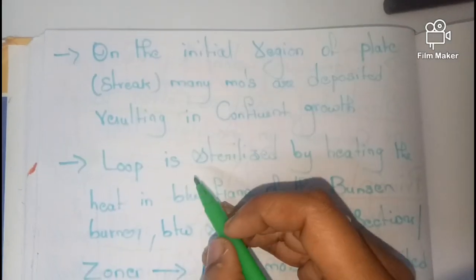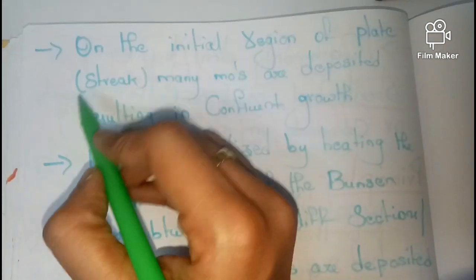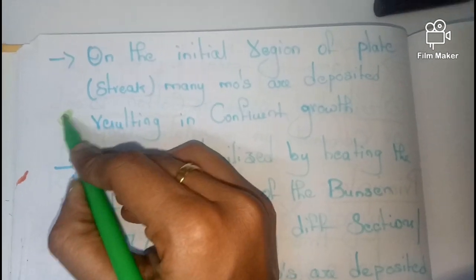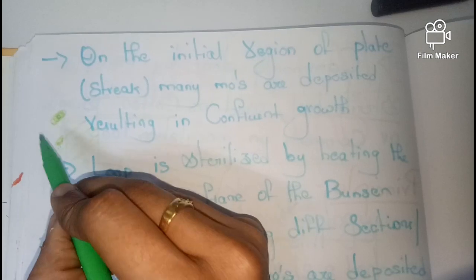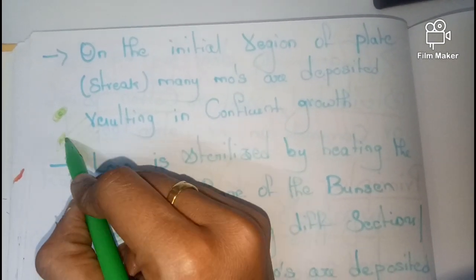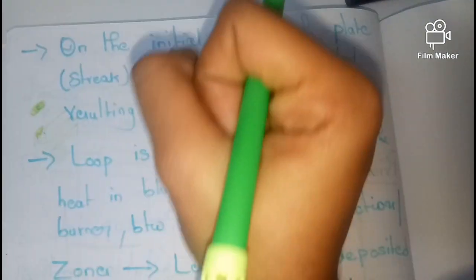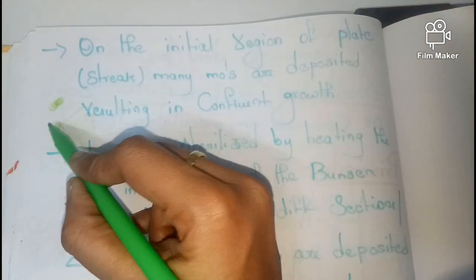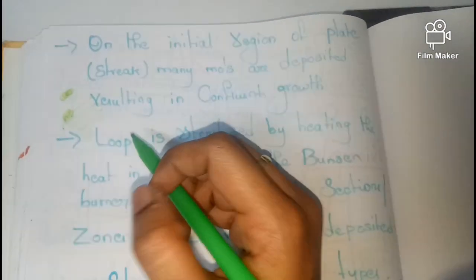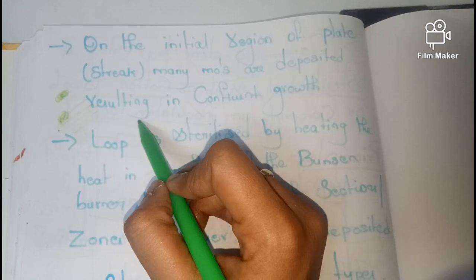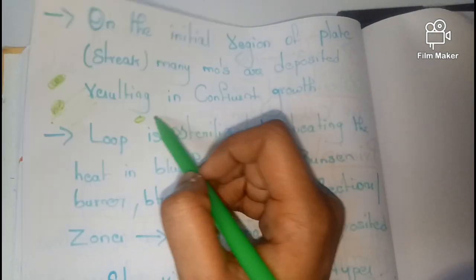Actually, when we streak the culture on the agar plate, the initial region of the streak, for example in the streak plate method, may contain many microorganisms. A bunch of microorganisms are deposited in the initial region. That's why the mother cultivation was kept there before the streaking was done.